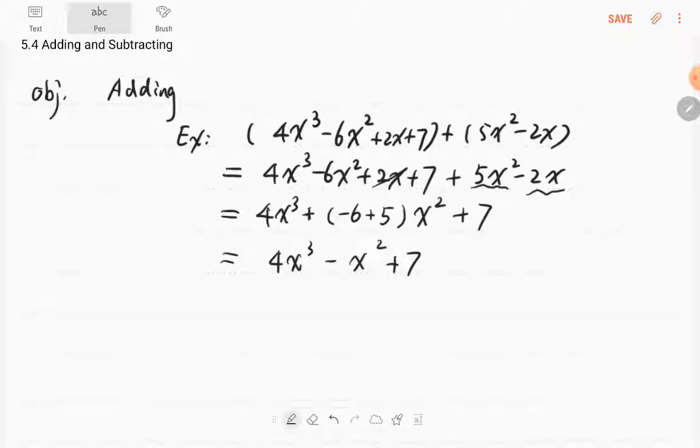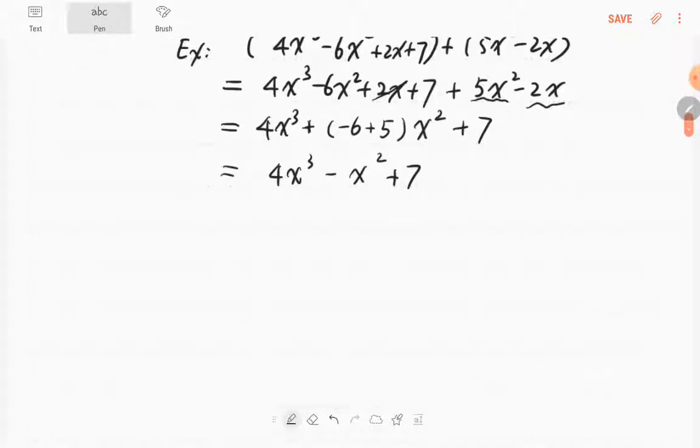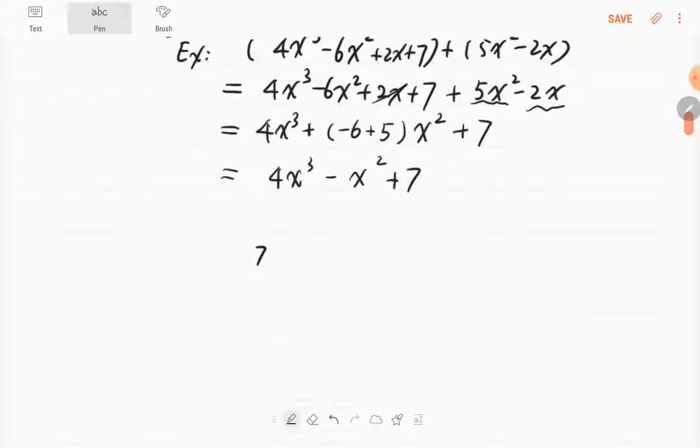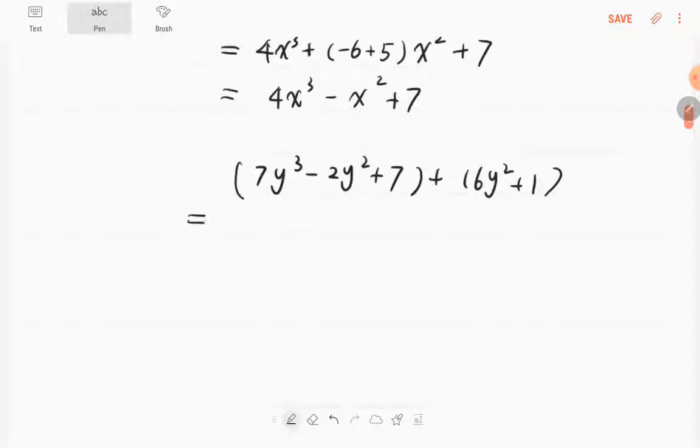This is how we do the addition, right? First, we remove the parentheses. After that, we combine the like term. Let's check another example. We could add them together. So first, we should remove the parentheses.